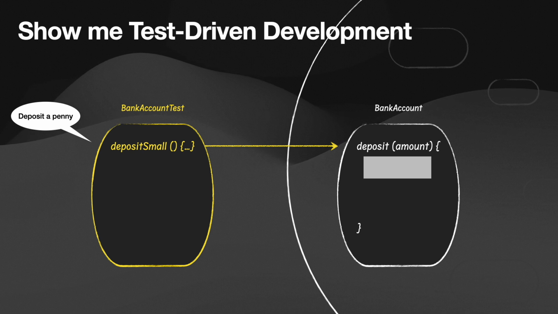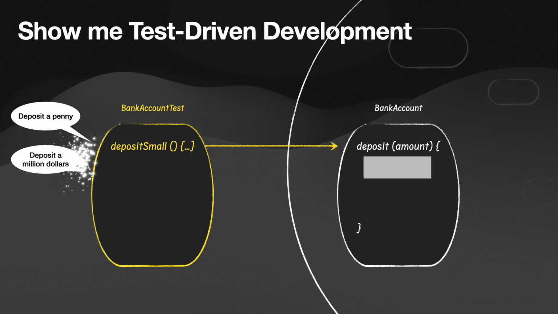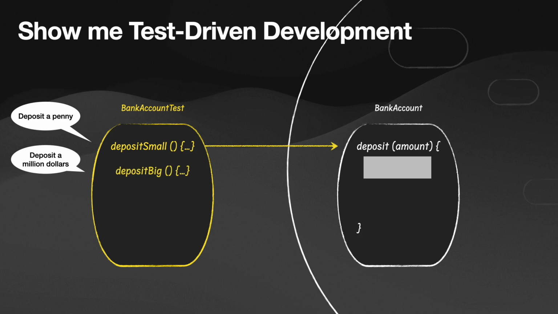We move on to think of other aspects of the deposit functionality that we want to make sure work as expected. Who wants only a penny in their bank account? I want millions. Let's make sure we can deposit millions. Maybe one day we'll win the lottery. We decide to define the deposit big unit test to make sure our deposit implementation supports depositing very large amounts of money, like millions of dollars.